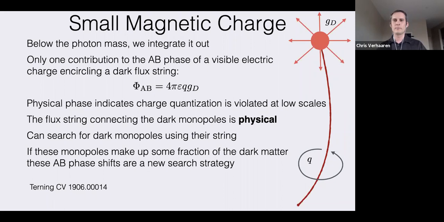But just one point about the physical nature of these strings is that they are really physical. That sounds kind of tautological, but unlike the Dirac string, which because of charge quantization we could never see, or we could always claim is just a convenient mathematical fiction, these strings are real, and so you can see them through the Aharonov-Bohm effect. So if you imagine that there is some stable population of these dark magnetic bound states from a dark sector, you can imagine looking for them with precise Aharonov-Bohm experiments.